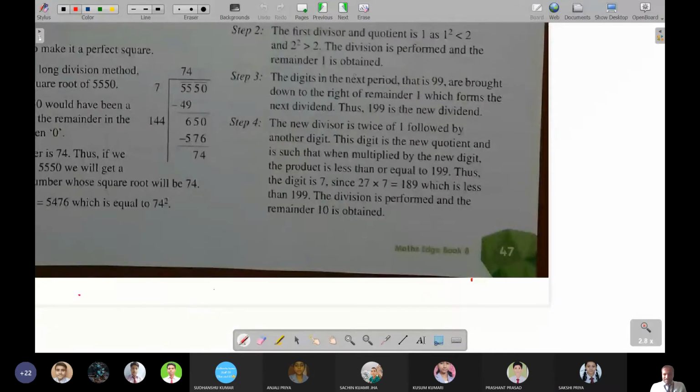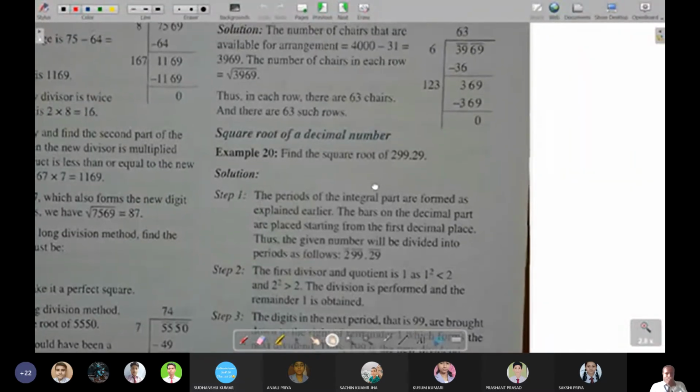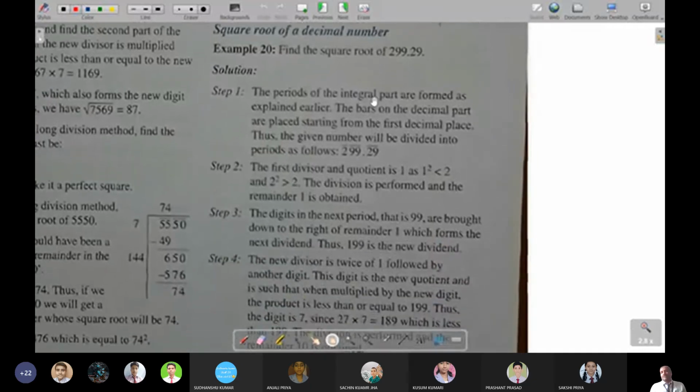So this page I had made clear, is it? Let me see. Yes. Now here comes a point. If you will see, find the square root of 299.29.